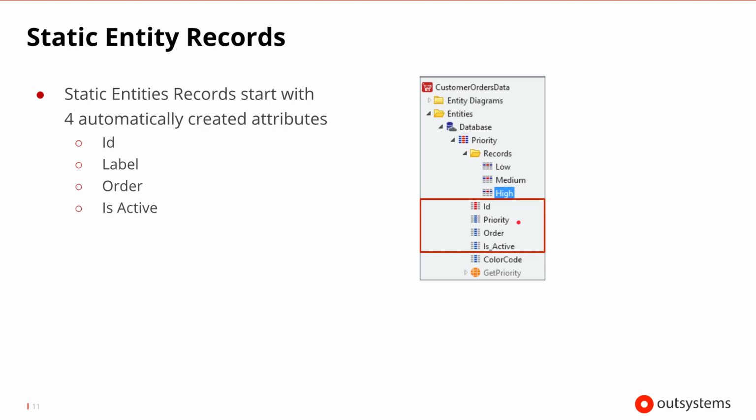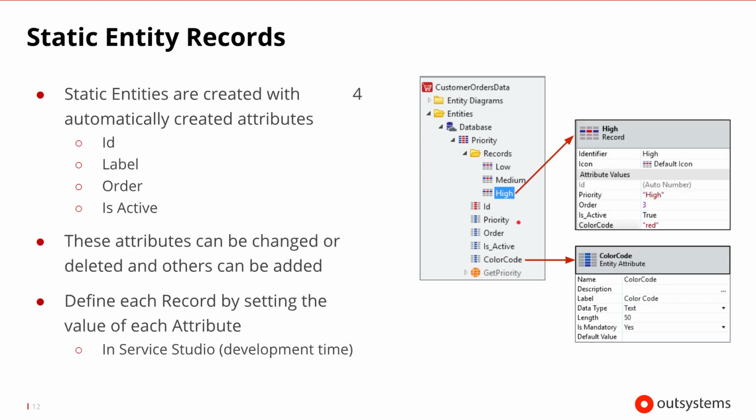But if you look at this a little more closely, and I'm going to move forward real quickly, I said that the label was one of the 4 automatically created, yet there's a priority. Well, that's because although those 4 are created, they can be changed or deleted, and then others can be added. So label was changed to priority, and color code was added as an extra attribute. And then for each record that we create, we go in and set the value of each of these attributes. And we do that as developers in Service Studio at development time.